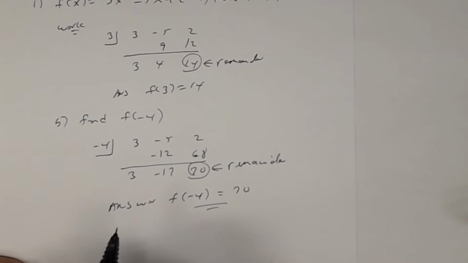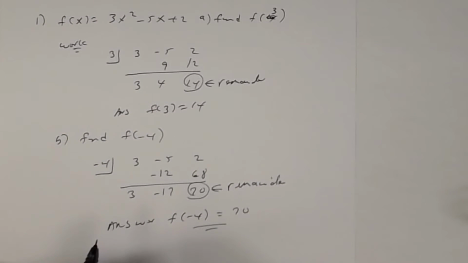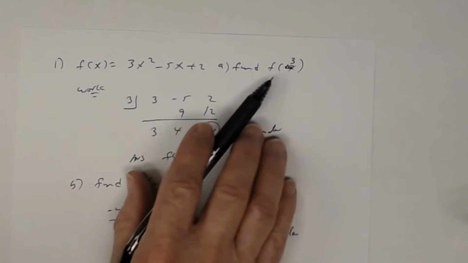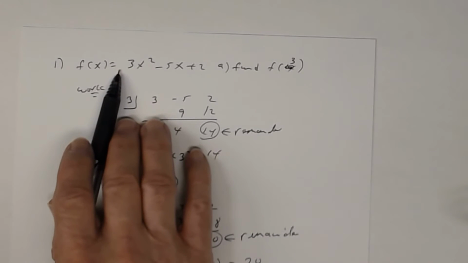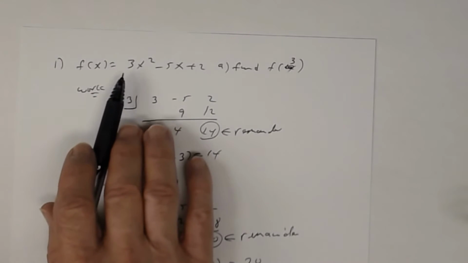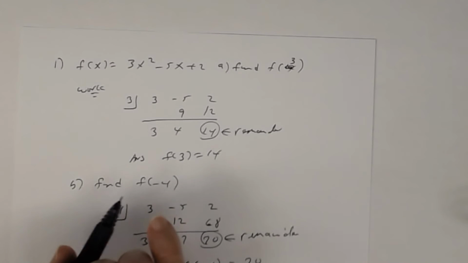Now, before we go on, make sure you are following the directions. The directions said use synthetic division. So don't go in there and wherever you see the variable x, you substitute 3. That's not the intent here. You need to follow directions. The direction says find the function value using synthetic division.